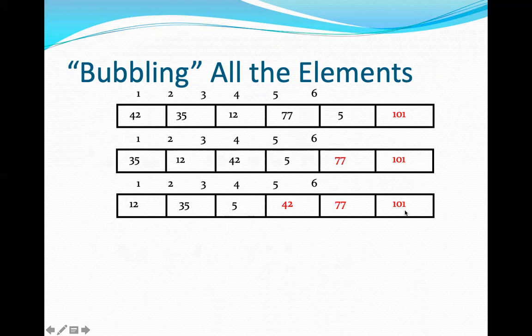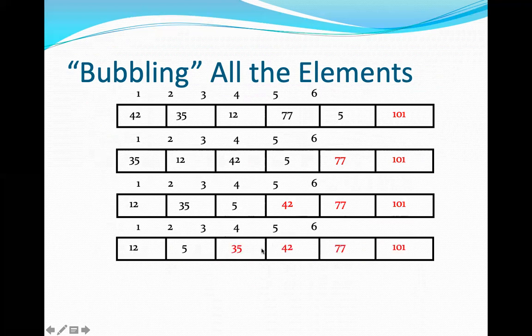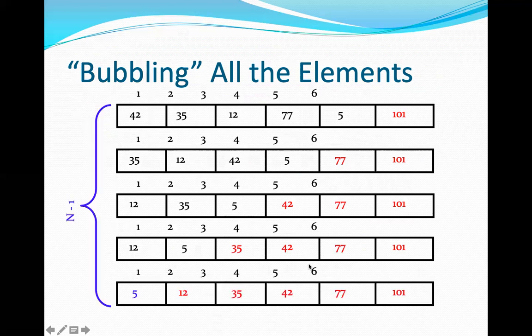So after this pass, 35, 42, 77 and 5. How many total passes, that means n minus 1 pass iterations, does it have to do to complete the process? Here is one thing we need to think about.